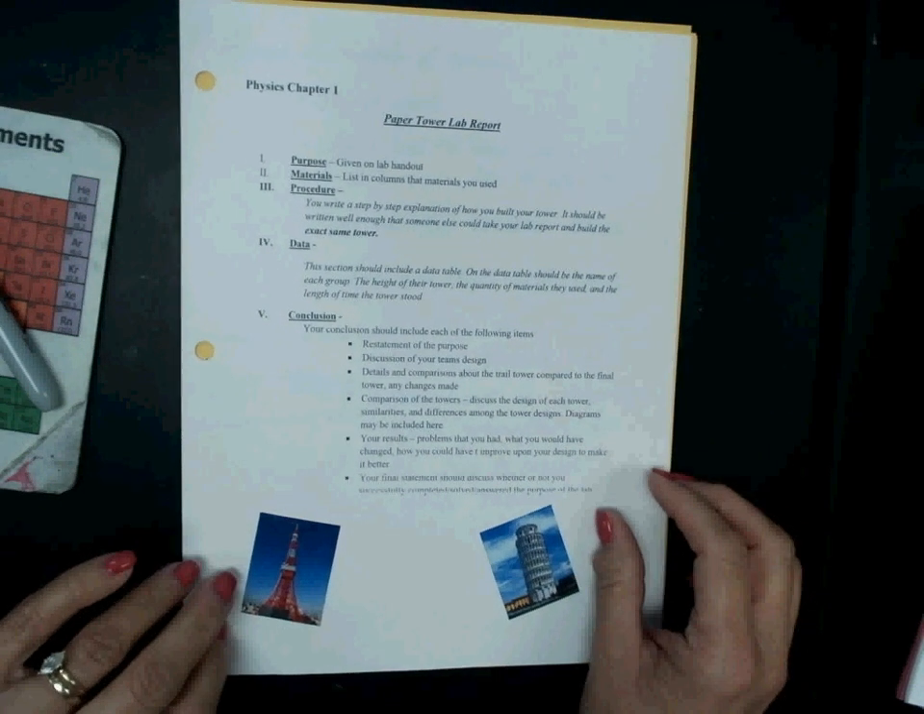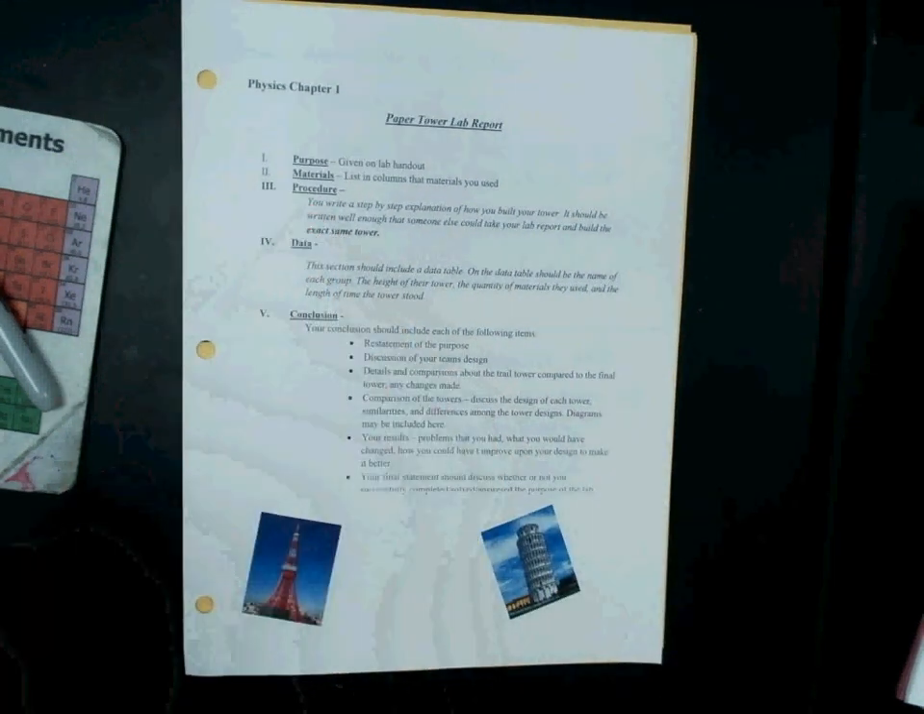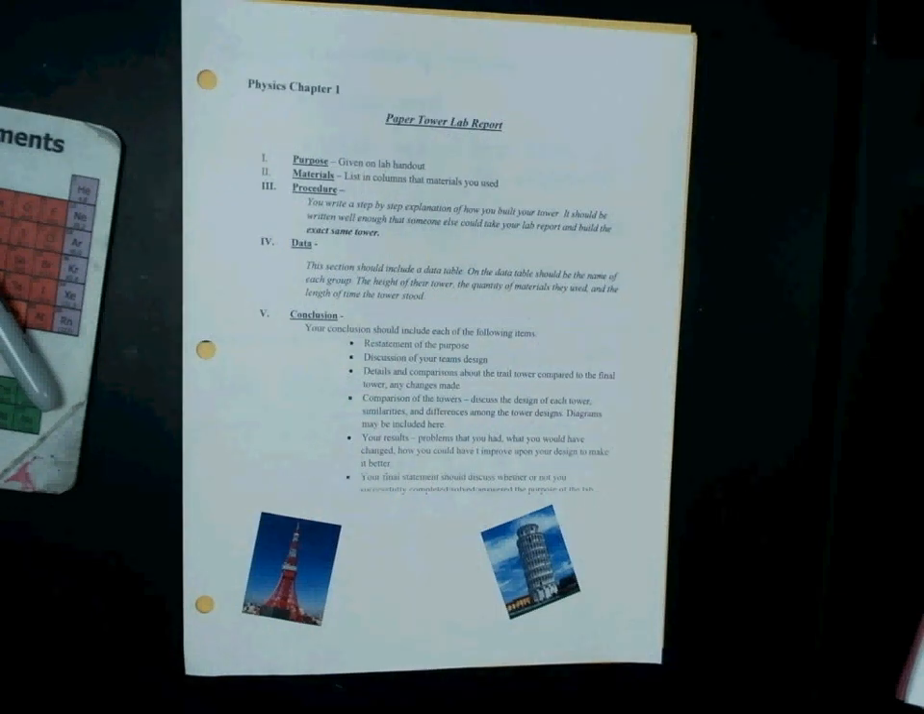the third bullet on here says procedures. You write a step-by-step explanation of how you built your tower. It should be written well enough that someone else could take your tower lab report and build the same tower. So based on your instruction, I should be able to walk across to Mrs. Bear's room and pick just about any freshman from that room, and they should be able to come over and use those supplies and build your tower.